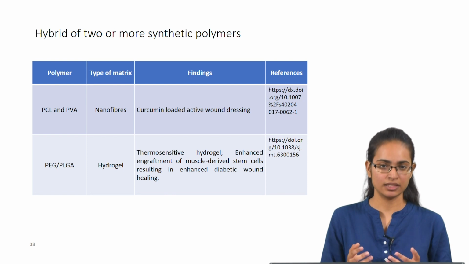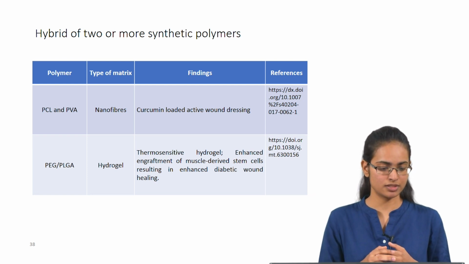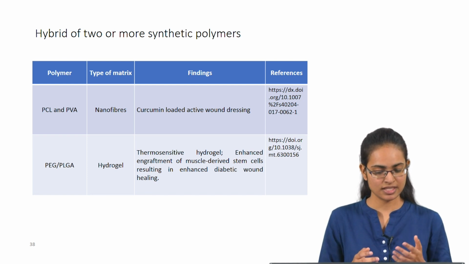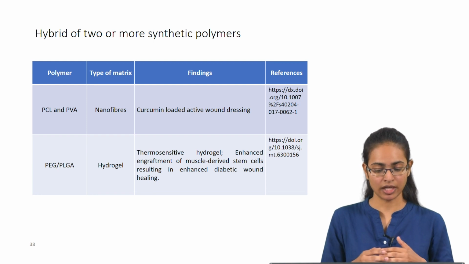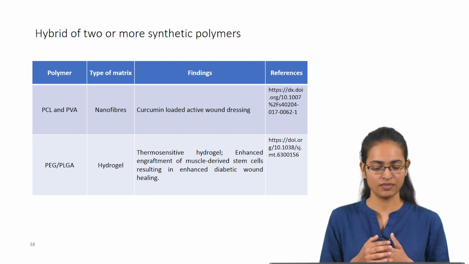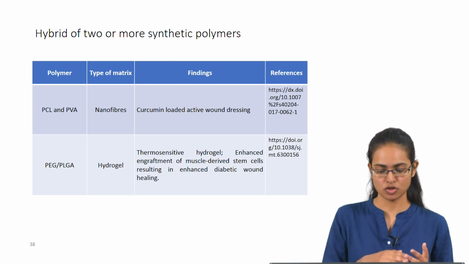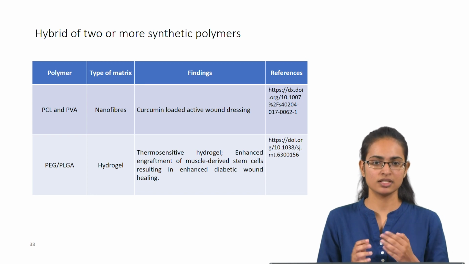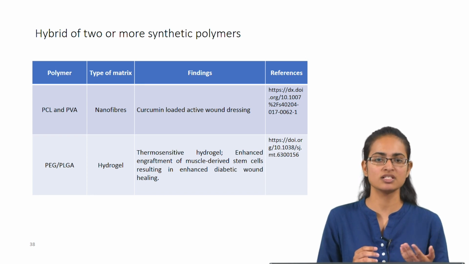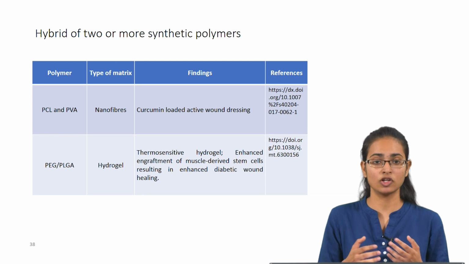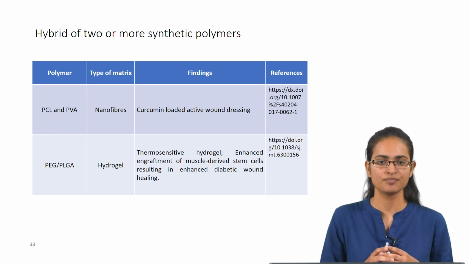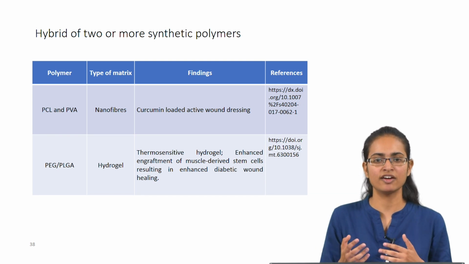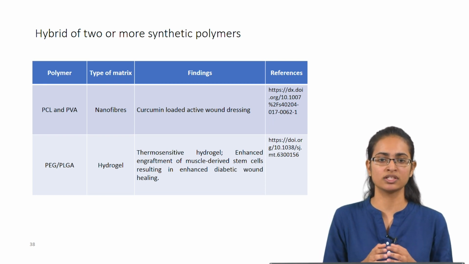Also, there have been other synthetic polymer hybrids, PCL and PVA, curcumin loaded PCL and PVA nanofibers that showed improved wound healing. PEG and PLGA hydrogel, this was synthesized as a thermosensitive hydrogel or environmentally responsive hydrogel. This showed enhanced engraftment of muscle derived stem cells that were seeded onto the grafts.